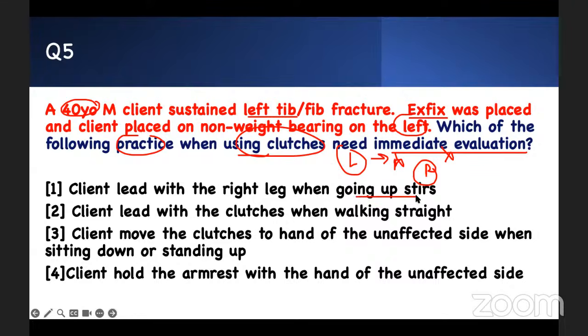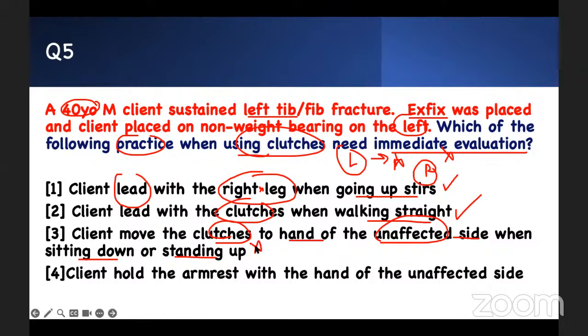When you're going up, you go up with the good leg. So client leads first with the what? Right leg. Right leg is the good leg. Therefore, this is good. Client leads with crutches and affected leg when walking straight. So this is good. Client moves the crutches to the hand of the unaffected side, which is the right side, when sitting down and standing.